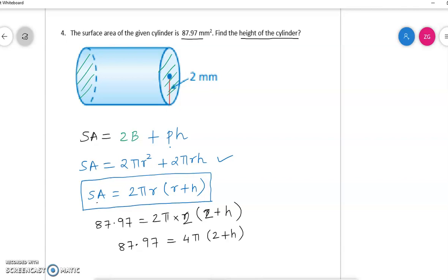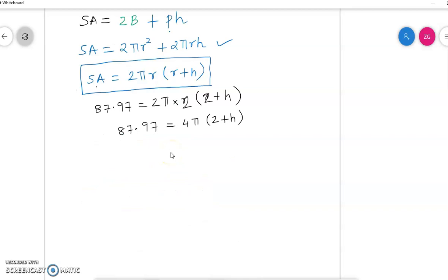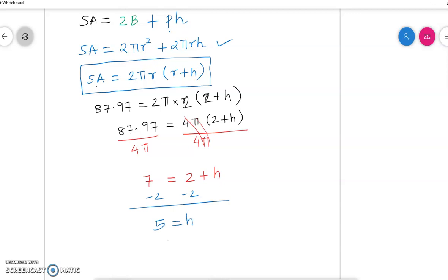Now to simplify this, first we'll divide both sides by 4 pi. So this will get cancelled on the right hand side. Put 87.97 divided by 4 pi in the calculator and you will get approximately 7 equals 2 plus h. Now we need to find the value of h, so we do minus 2 on both sides. So you get your final answer: 5 equals h, that is height equals 5 centimeters.